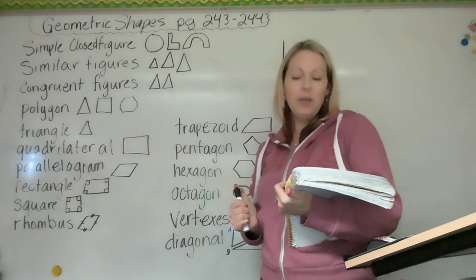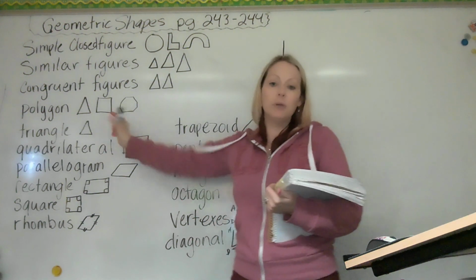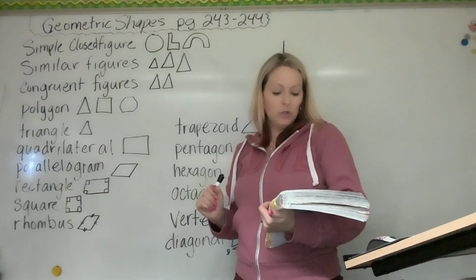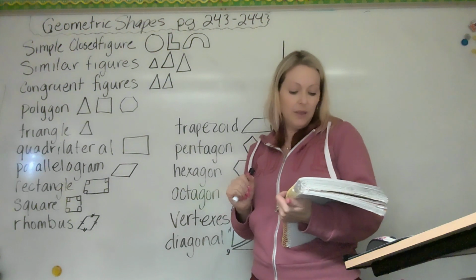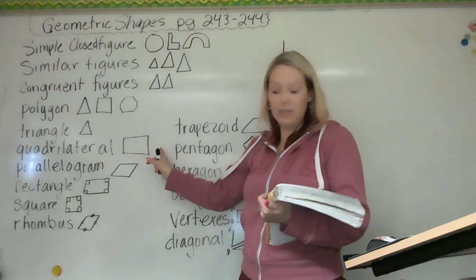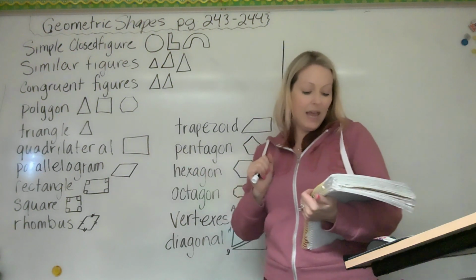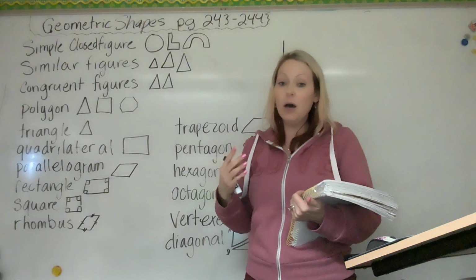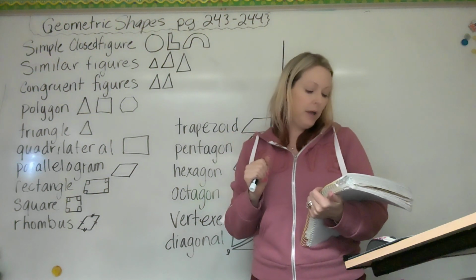So then we have our triangle. Well, everybody knows that one, okay? The triangle has three sides. Then we have a quadrilateral. What that has is it is a polygon with four sides, okay?